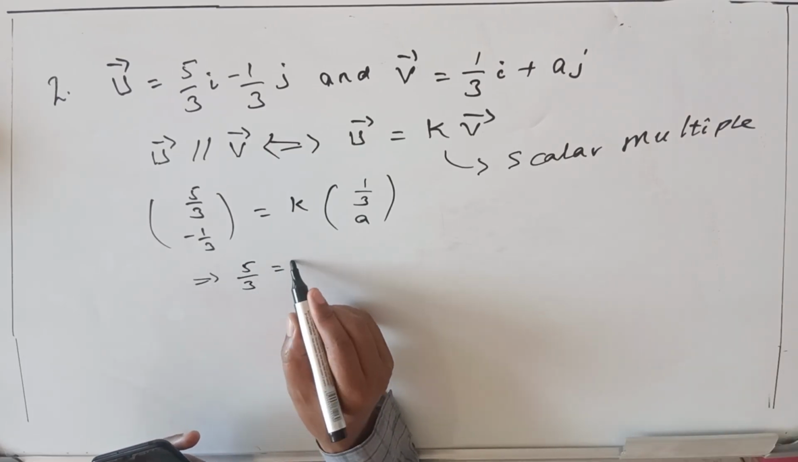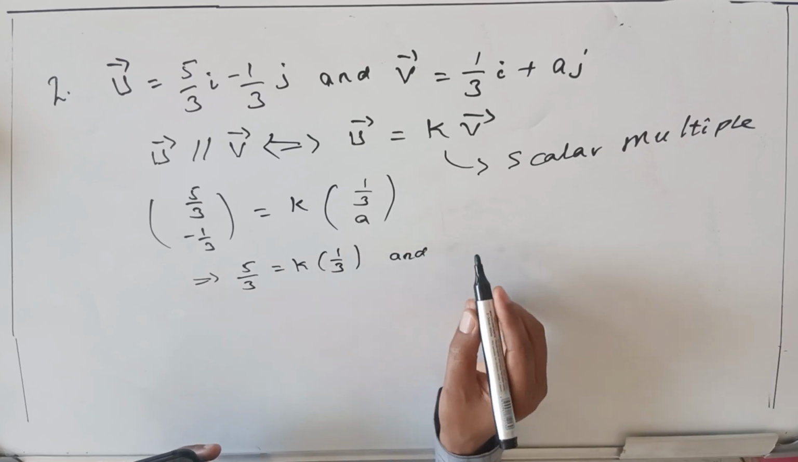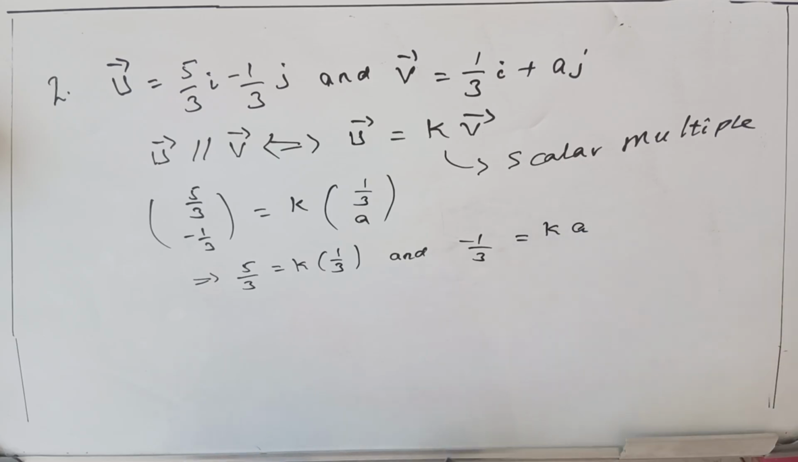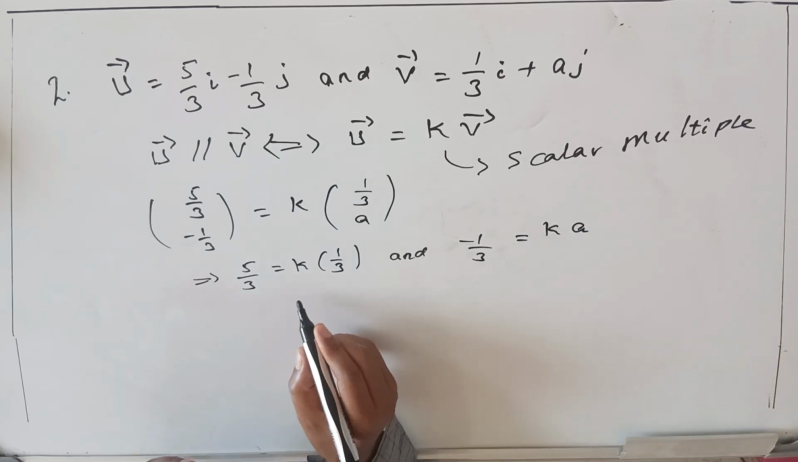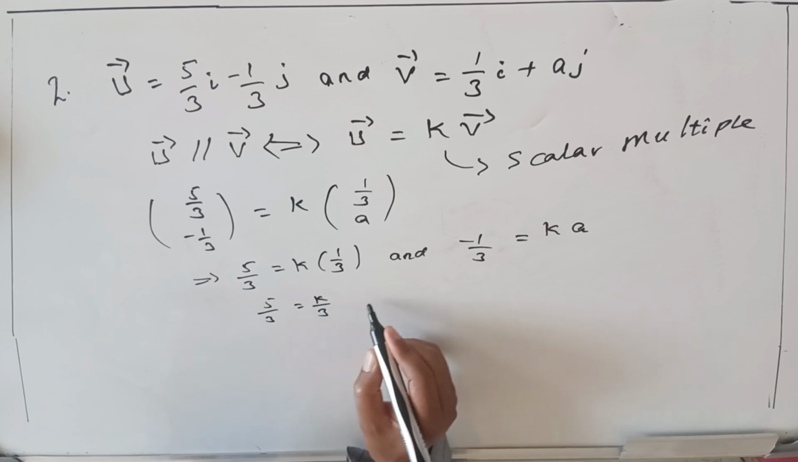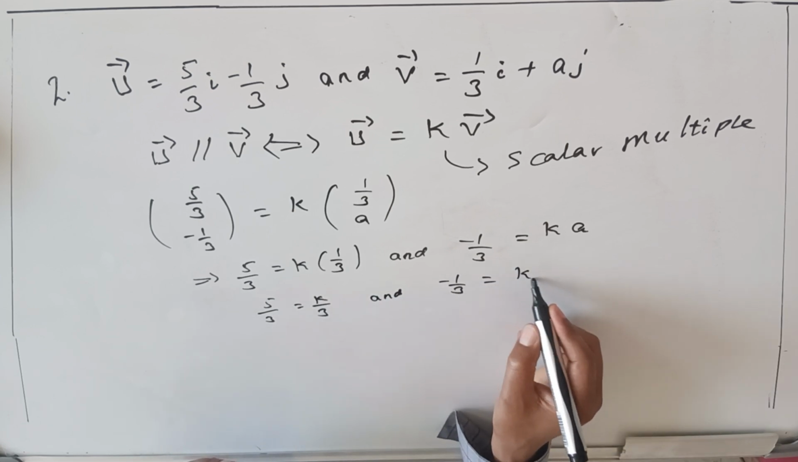So what can we conclude from this? That is, 5/3 is equal to K times 1/3 and -1/3 is equal to K times A. That is, 5/3 is equal to K/3 and -1/3 is equal to K times A.